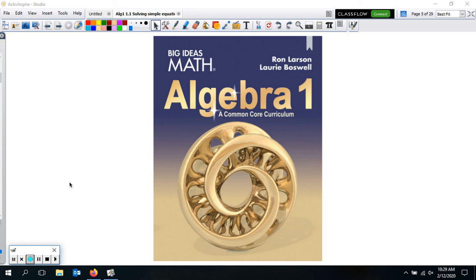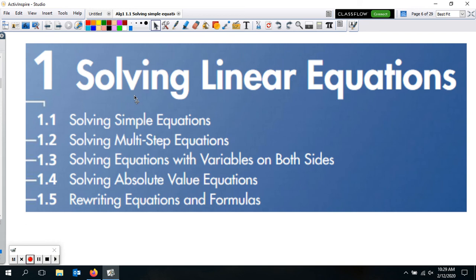Well, welcome to Algebra 1. This is the beginning of our lessons here for the subject of Algebra 1. And we're going to get into Chapter 1 today. So this is our first section, 1.1. And so in the first chapter, as we can see, we're doing Big Ideas Math, Algebra 1. In our first chapter, we are solving linear equations. There's 5 sections in this first chapter that we will go through one at a time.